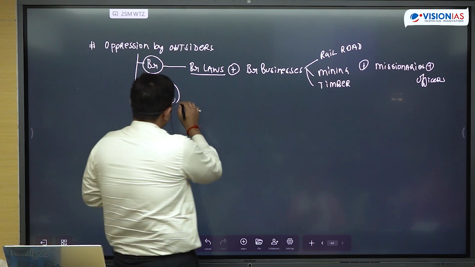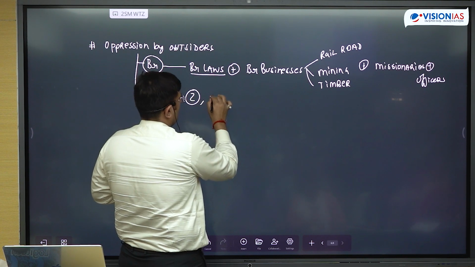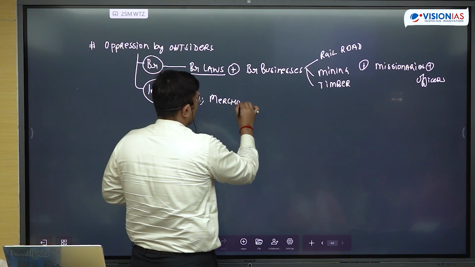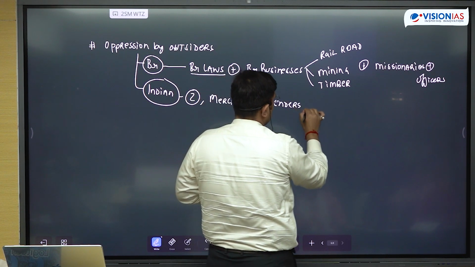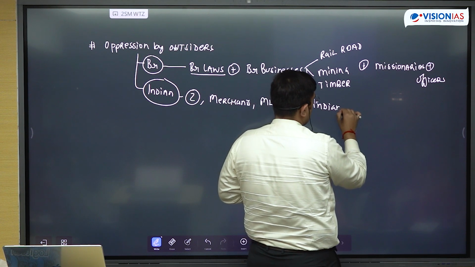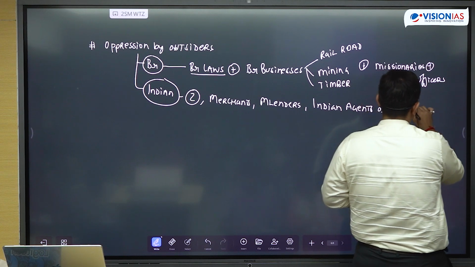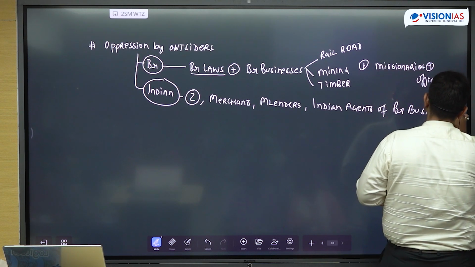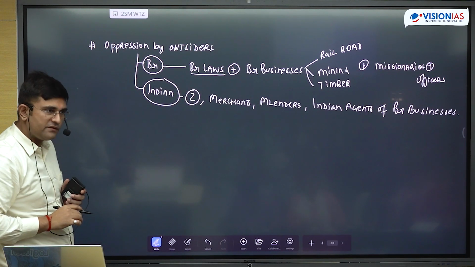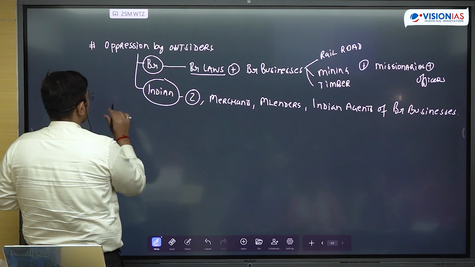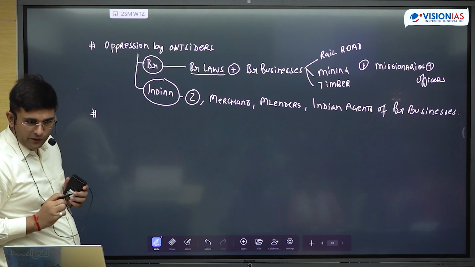Then there were Indian outsiders in the form of zamindars of the plains, in the form of merchants, in the form of moneylenders, in the form of Indian employees or Indian agents of British businesses. So there was oppression by the outsiders, and therefore they lost their economic autonomy. Right? This is what you can say.